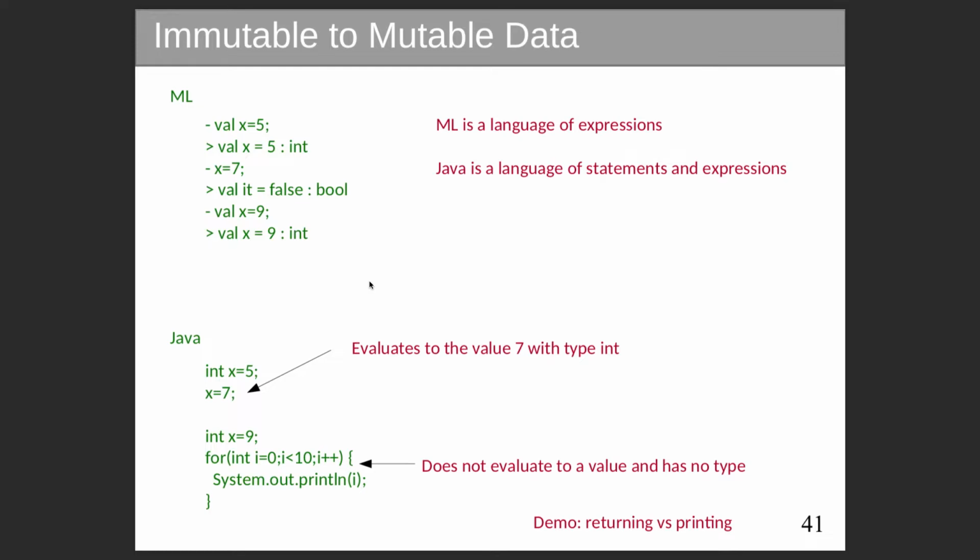So I'm just trying to make this point because there's a key misconception that people bring across from ML, which is that things have values, and in Java some things do and some things don't. And you need to think about that because sometimes you want to return them and sometimes you can and sometimes you can't.